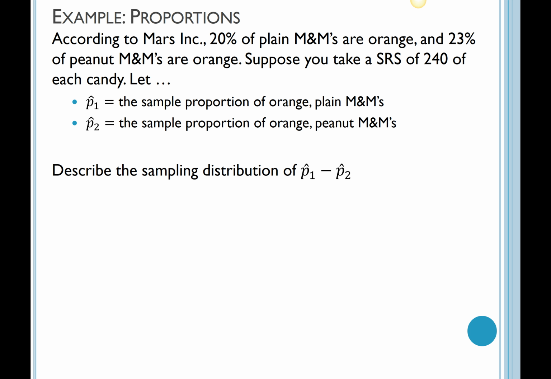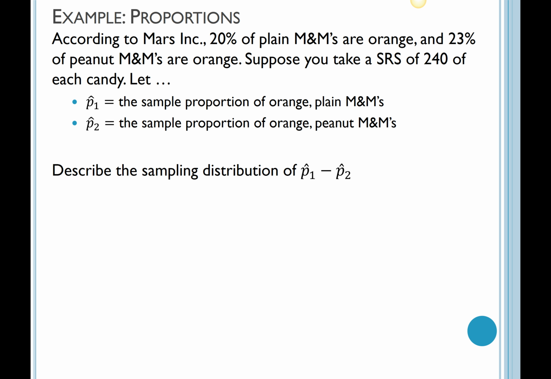Example 1 is: according to Mars Incorporated, 20% of plain M&Ms are orange and 23% of peanut M&Ms are orange. Suppose that you take a simple random sample of 240 of each candy. We're going to let p hat 1 be the sample proportion of orange plain M&Ms and p hat 2 the sample proportion of orange peanut M&Ms. We're going to describe the sampling distribution of p hat 1 minus p hat 2, the difference between these.